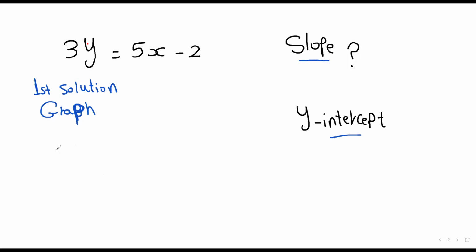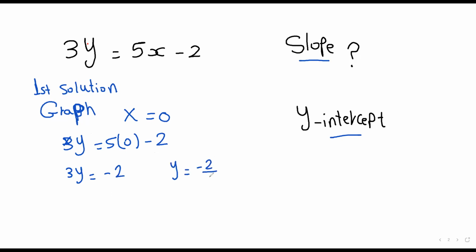let's say the point when x equals 0. Tell me, when x equals 0, what is the value of y? So here if x equals 0, 3y will be equal to 5 times 0 minus 2. So 3y equals -2. Then what is the value of y? y equals -2 over 3. So the first ordered pair is 0 and -2 over 3.